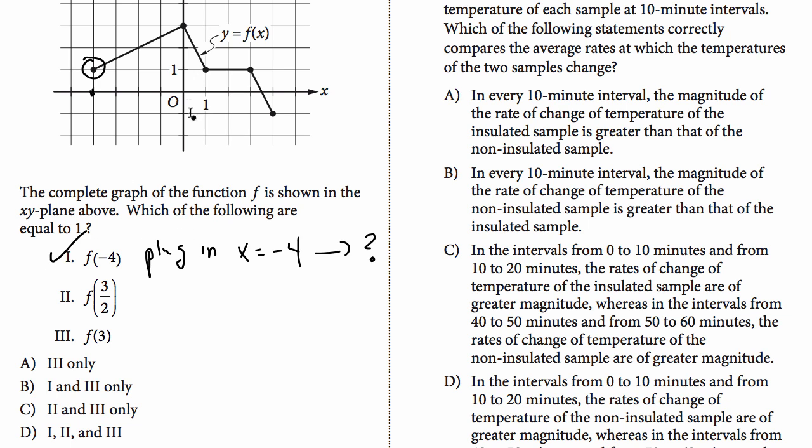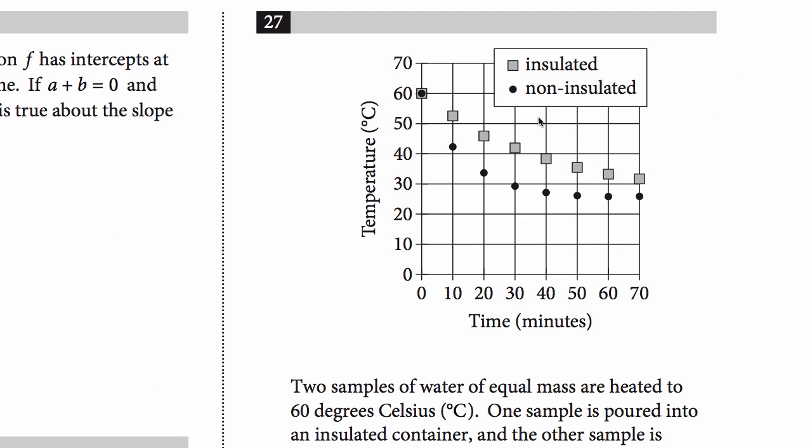This one's good. f of 3 halves. Well, 3 halves is the same thing as 1.5, right? So we go to 1.5. What happens when I go to 1.5? Oh, what's my y value? It's 1. Cool. f of 3. 1, 2, 3. Oh, what do you know? It's 1. We're good. All 3. Done.